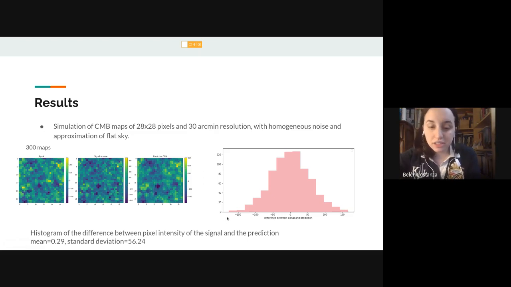Then we calculated the difference between the pixel intensity of the signal and the prediction of the neural network for the same map. And we made a histogram, and we found that the mean is equal to 0.29 and a standard deviation of 56.24.